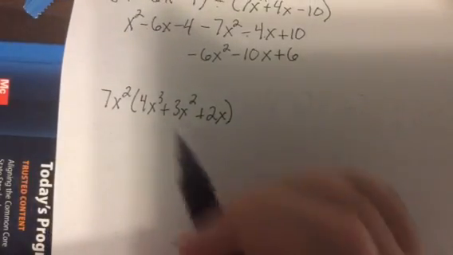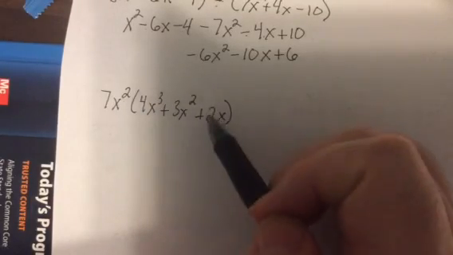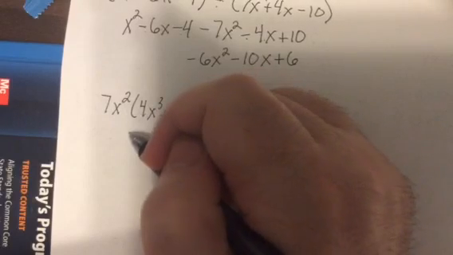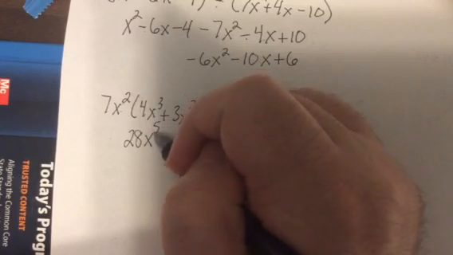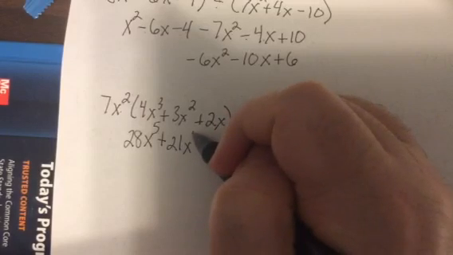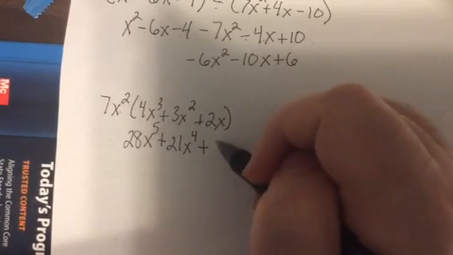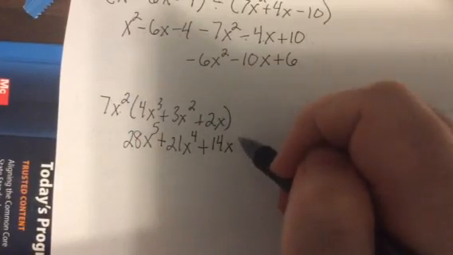Now this one, this is right next to the parentheses, so we're going to distribute it. So 7 times 4 is 28. When you multiply two things with the same base, you add the powers. So this would be 21x to the 4th plus 14x. 2 plus 1 is 3.